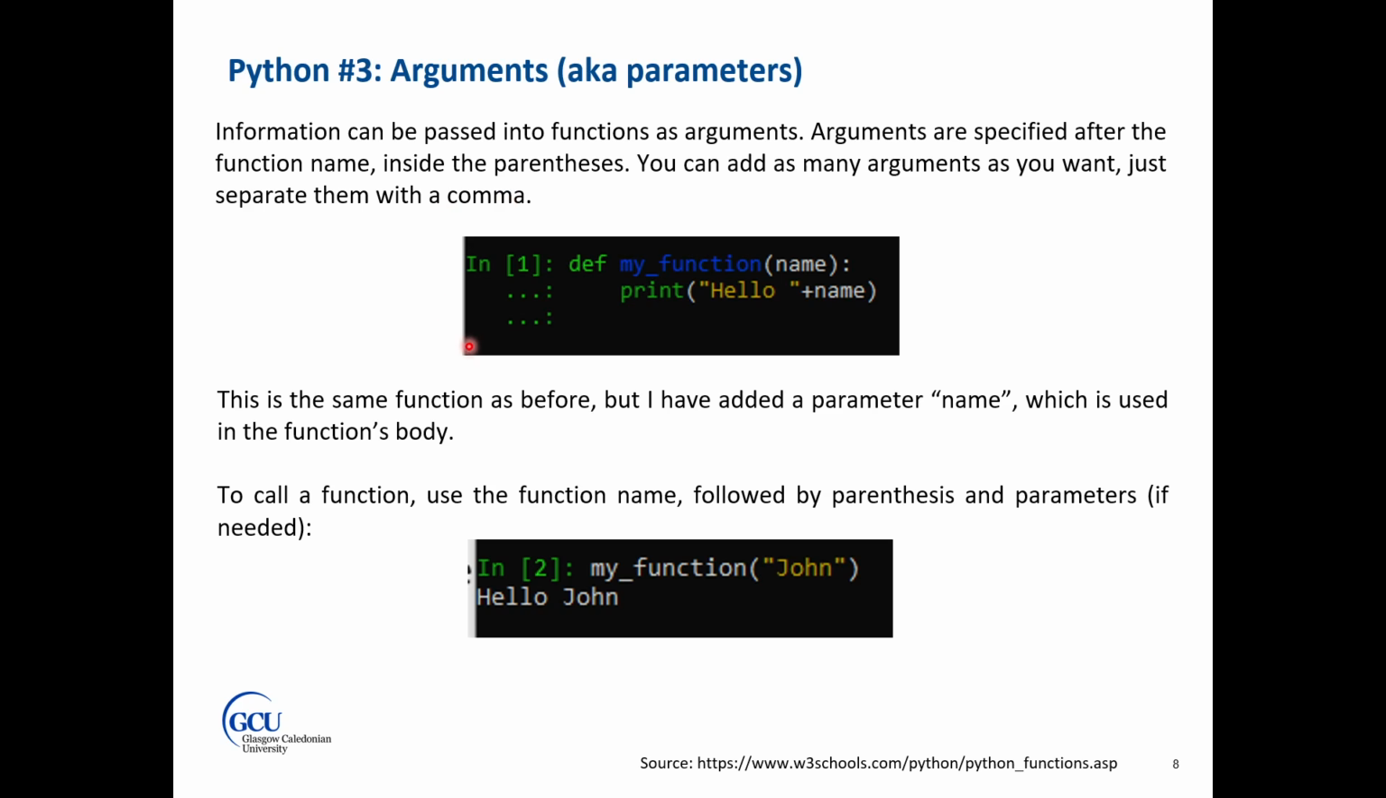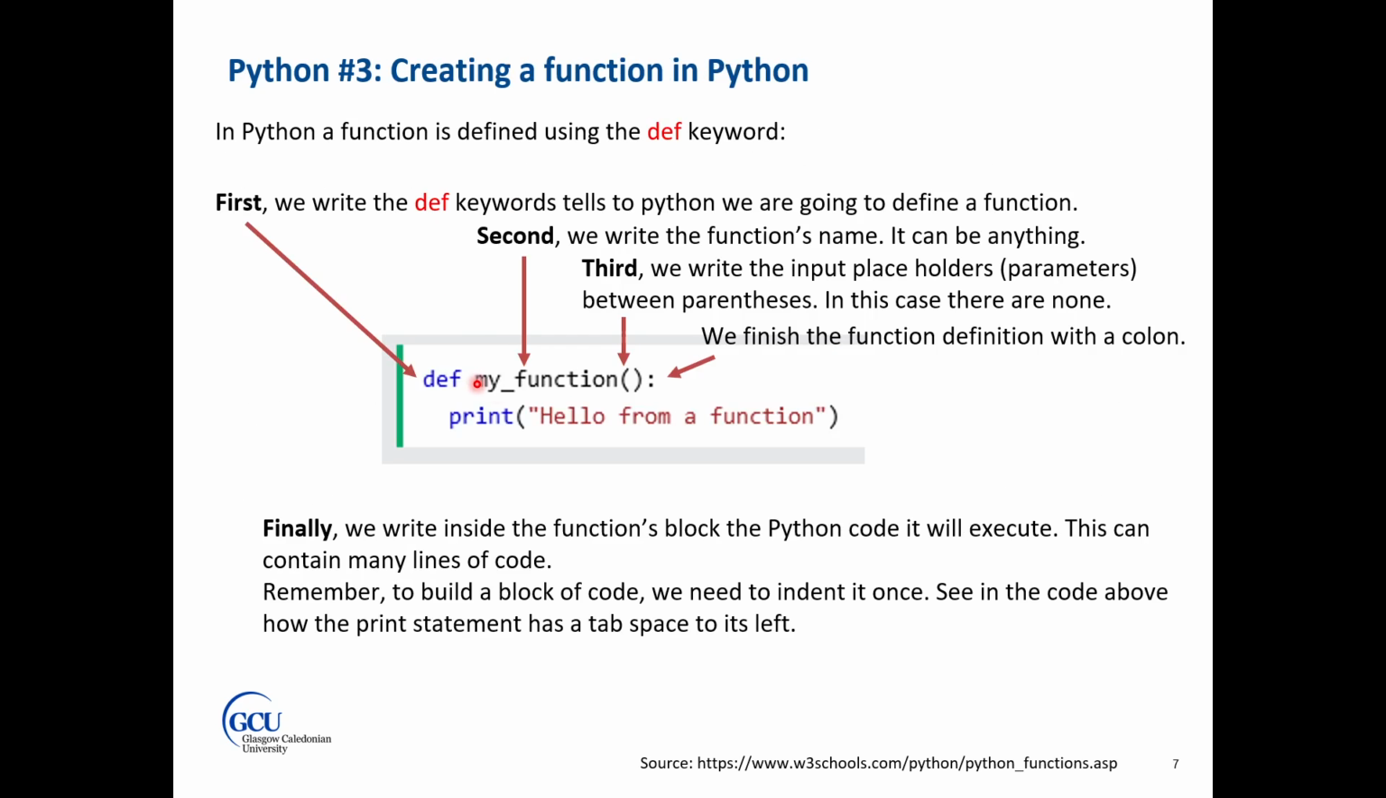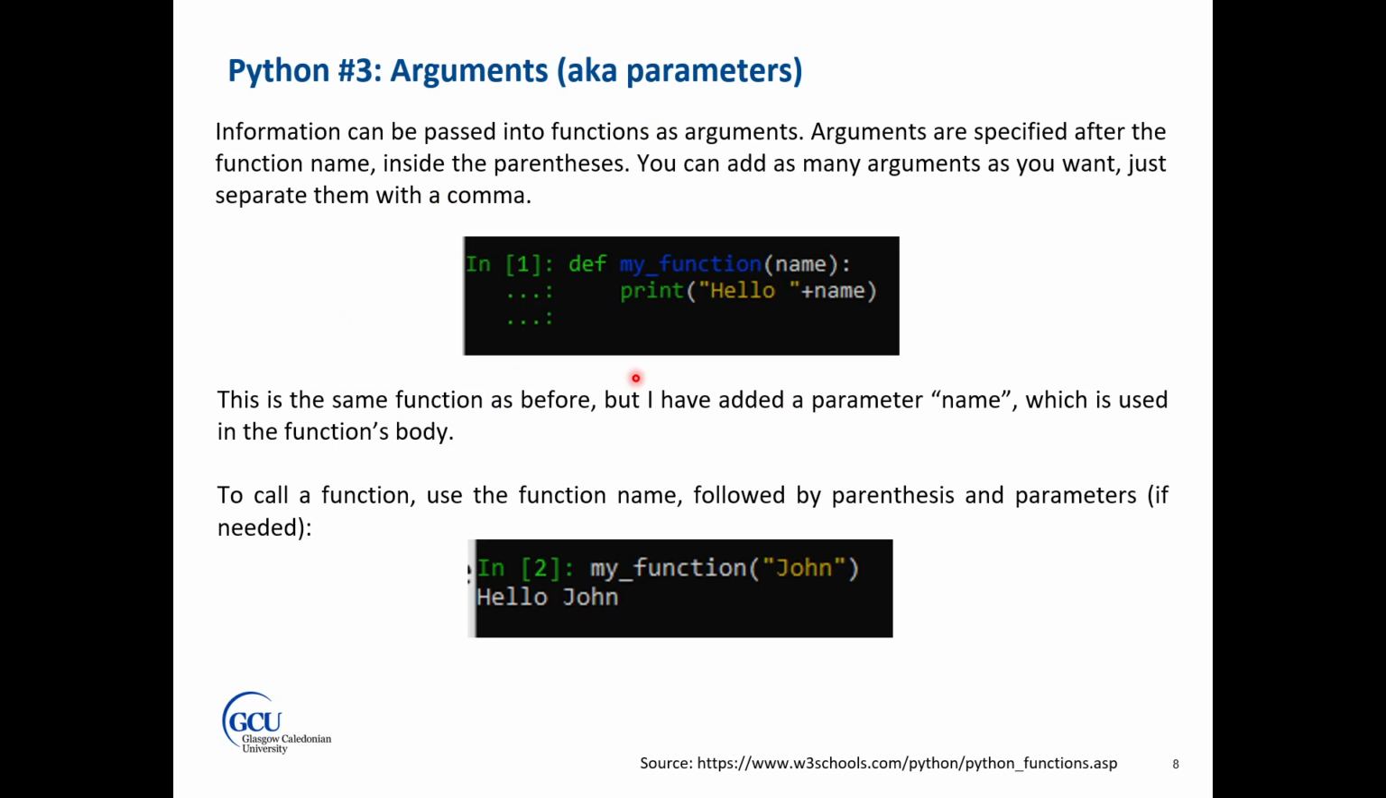So this is actually the same function as in the previous slide. Here, the only thing is that I have added one parameter, name, which I'm using later on to print the name. And then once I've declared this function, in order to call it, we need to use the function name followed by parentheses and parameters if needed. So if I do something like my_function John, this code is going to be executed and it's going to print hello and the name of the person, like the name of the parameter.